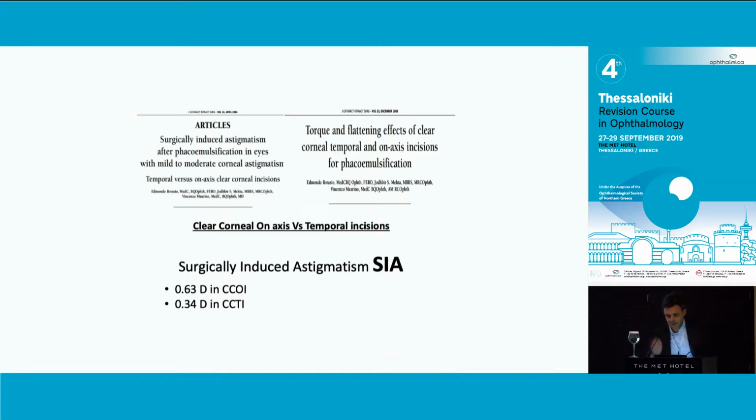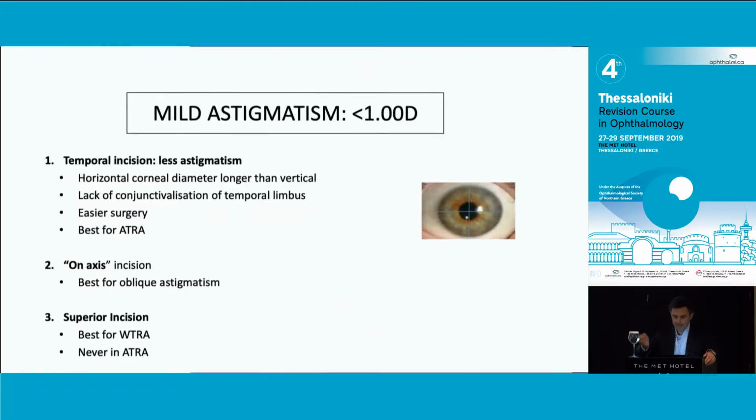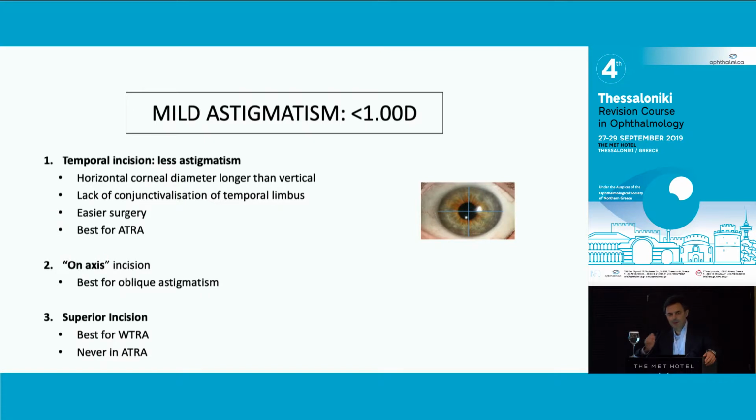And we did a study in the past just to show how much astigmatism we can induce with a 3.2 incision rather than 2.4. So mild astigmatism is easy. Remember your incision, always temporal because you induce less astigmatism. On axis is really good for oblique incisions, and a superior incision should definitely be avoided when you're dealing with against-the-rule astigmatism because you will make it worse.